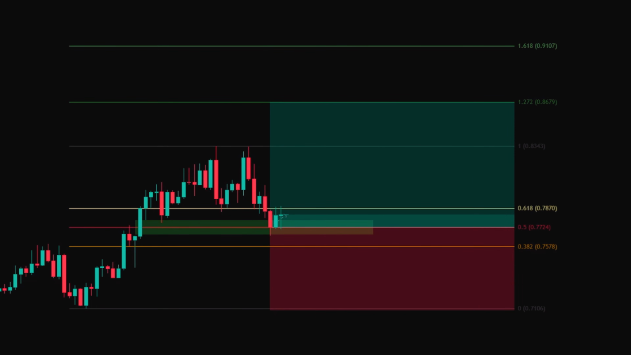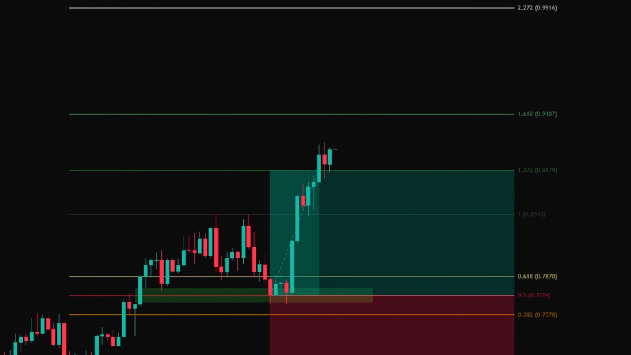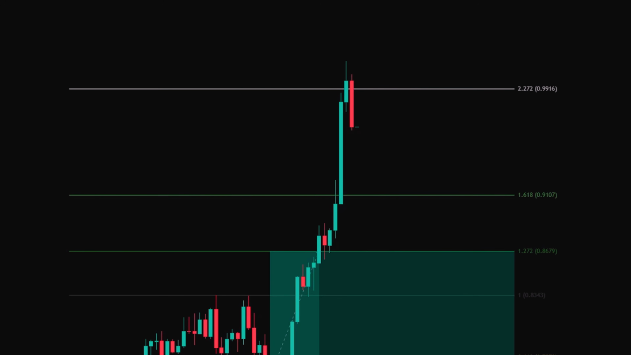And here's a bonus tip. If the trend looks really strong or you're catching it early, you can push for the 1.618 or 2.272 extension as your take profit. That's where you catch the really big moves.